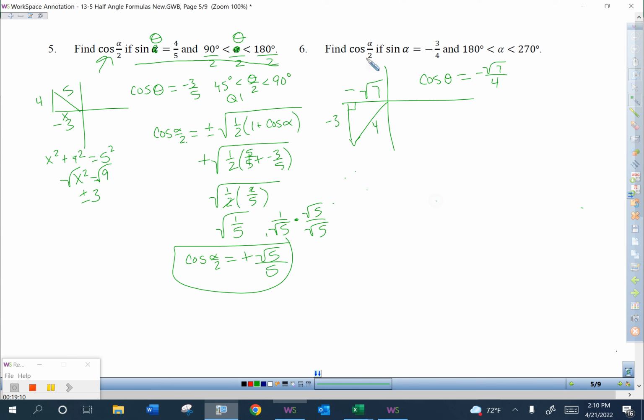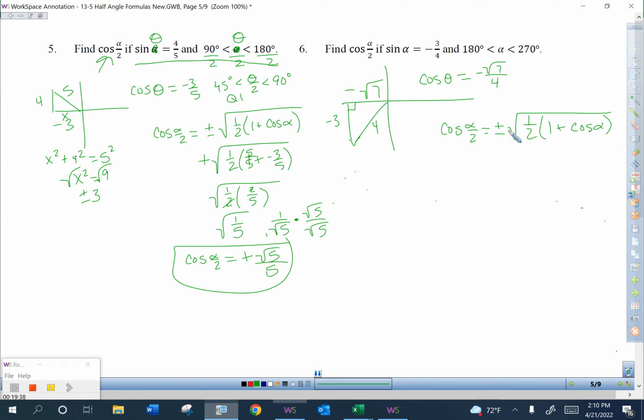Again, we're finding cosine of the half angle. So I'm just writing down the formula. You don't have to write down the formula. It's just nice because it reminds you of the steps you need to take. So in this case, if you didn't remember you had to draw the triangle to get cosine, you would know at this point because you don't have cosine alpha given to you. You'd have to go find it.